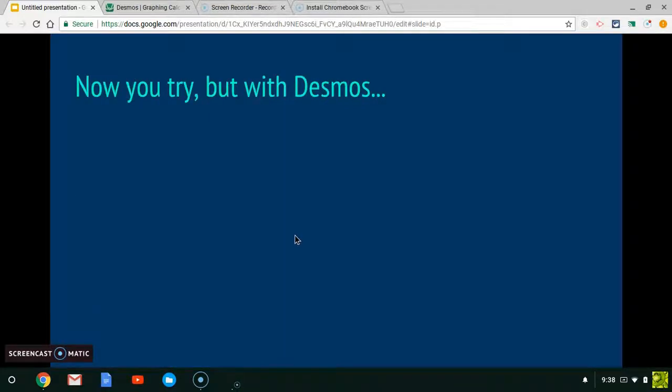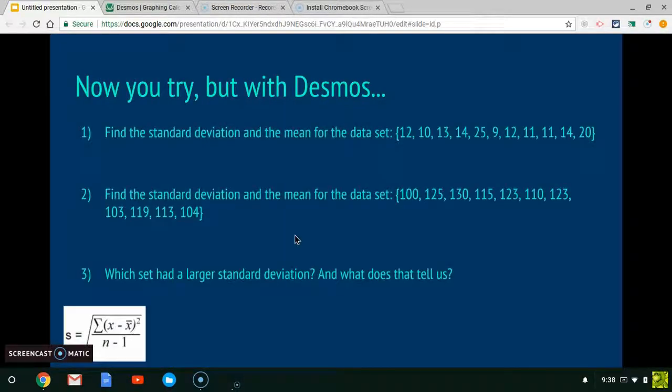So now you give it a try, but with Desmos this time. Go ahead and find the standard deviation and the mean for these two data sets. And then kind of compare them. Which set has a larger standard deviation? And then what does that tell us?